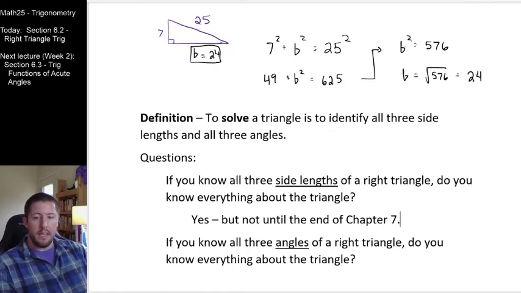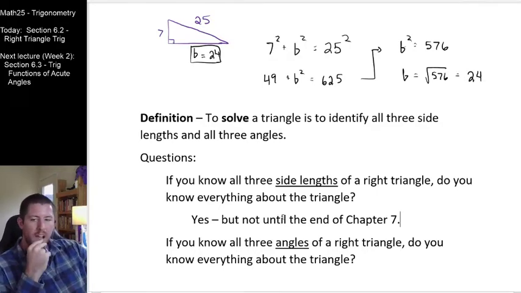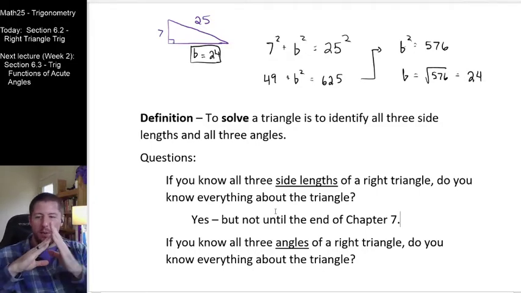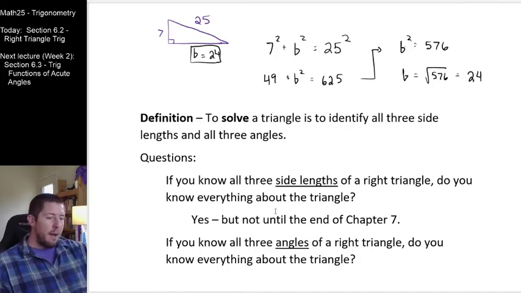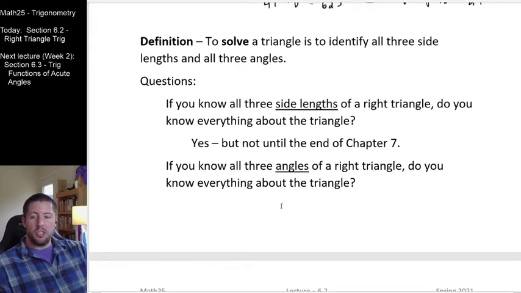The second question that I'm asking here is, if you know all three angles of a right triangle, is it possible that we can solve for all of the information about a triangle? This one's a little bit different here, right? If you know all three angles that are associated with any given triangle, can you determine what the side lengths are? And here, I'm going to suggest to you that the answer to this should be no.